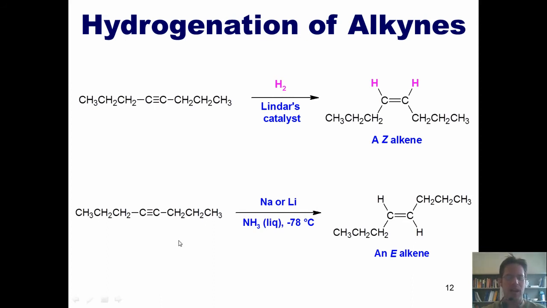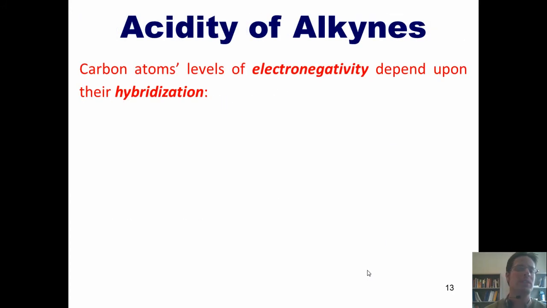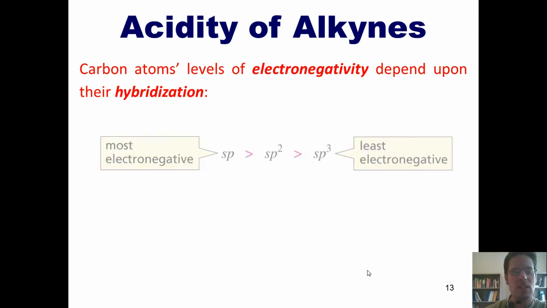For this second reaction, I should point out that I do not require you to know the mechanism of it. If you want to learn it, however, it is found in your text. And now to a different subject, acidity of alkynes. Now, one thing that I want to point out is that carbon atoms' individual levels of electronegativity actually vary depending upon their hybridization. This is something that I want you to memorize.